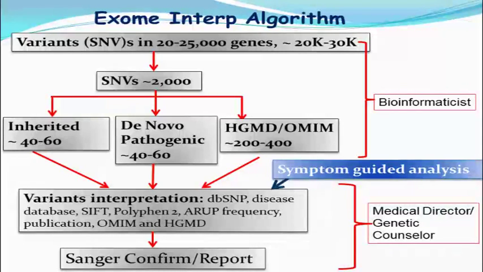And all of the variants will be interpreted based on the population frequency, disease-specific databases, computational prediction programs, as well as ARUP frequency. And the variants will be interpreted based on the patient's clinical symptoms. After the data has been completely analyzed, candidate variants will be generated, then sent for Sanger confirmation and results will be reported out.